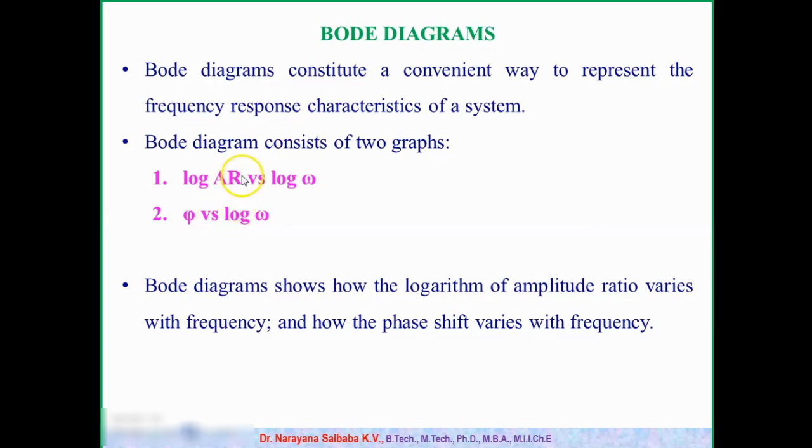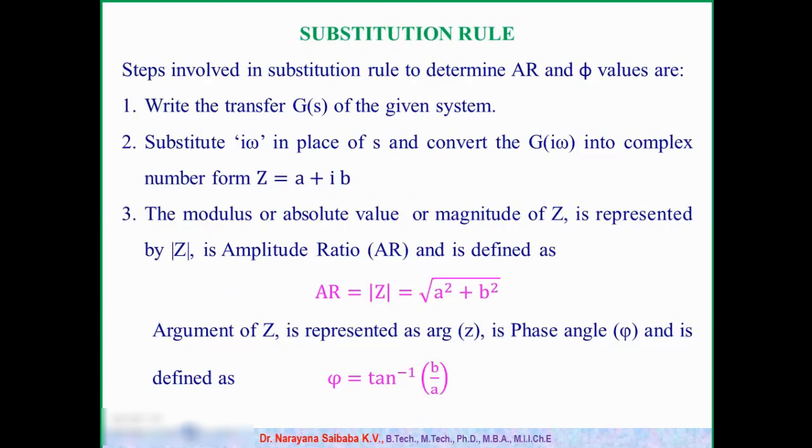But if you do not know the AR and phi formulas, then we first have to develop the formulas for AR and phi by using the substitution method. The substitution method is a very simple method. It consists of three steps. First, we write the transfer function of the given system. In the second step, we replace the s term in the transfer function with i omega, and we write that entire term in the general complex number form, that is, Z equal to A plus iB. We have to get this form.